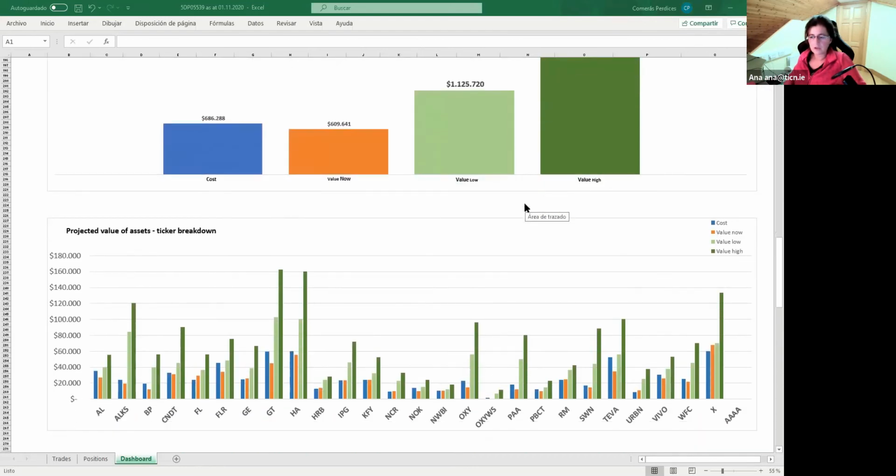And now under here, we have a breakdown per company, which is very useful. Look, this is per company, and the colors are just like those ones, meaning in blue, we have what we pay for them. This is what we pay for LAL. This is what they're worth now, the shares that we have, how much it will be. This is the minimum value according to Value Line that these shares are going to trade at, and this is the maximum.